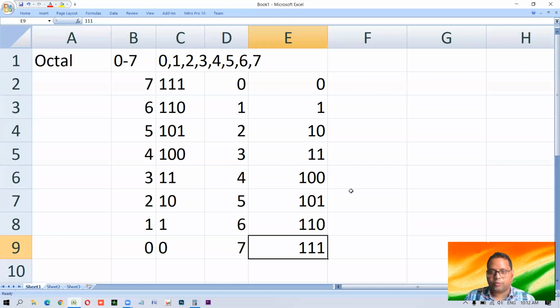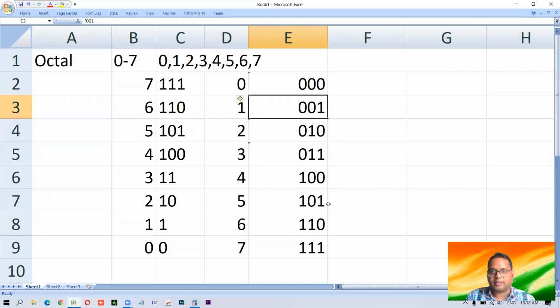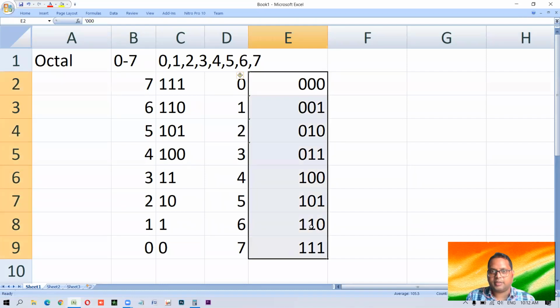So in Excel, you need to put an apostrophe and then you need to press 0. Or let us do one thing to realign this side. Now one more 0 will make it of 3 digits. Now we need 2 more digits to make it of 3 digits. So now all the numbers are of 3 bits.